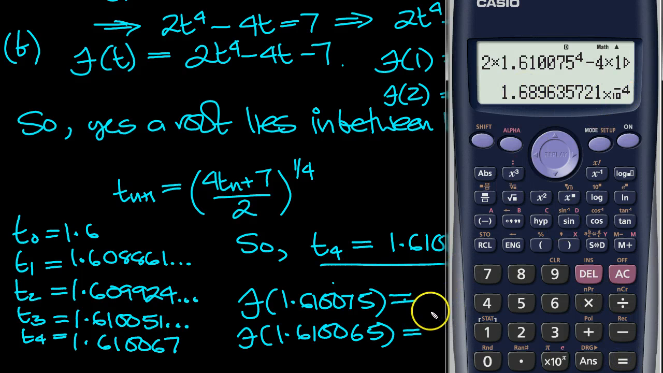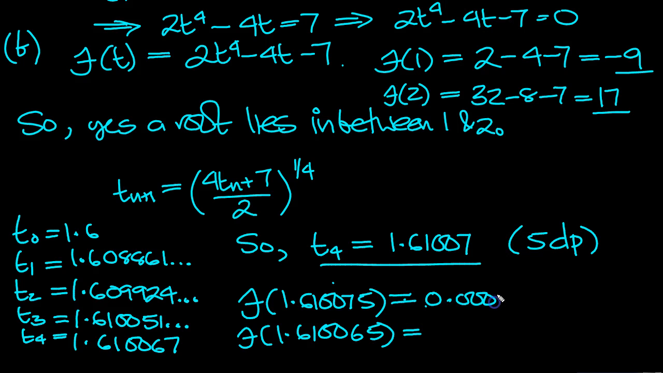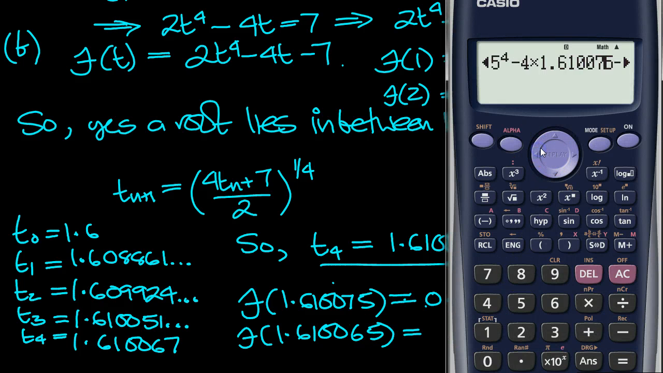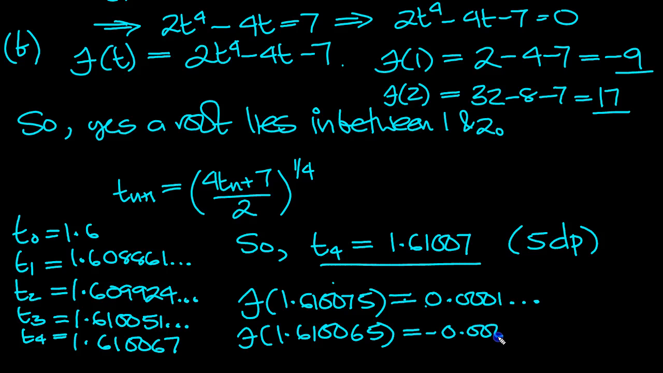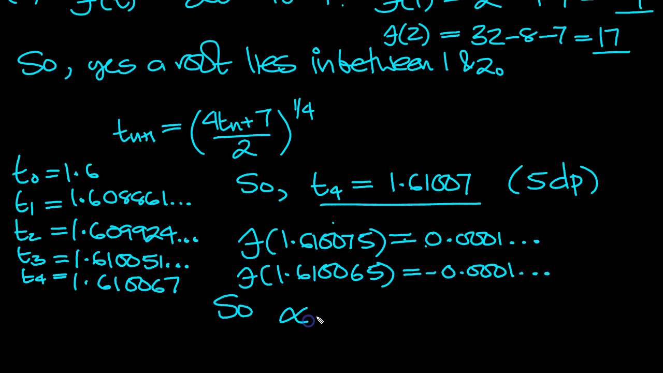Positive, small positive, 0.0001, isn't it? Whereas if we put 65 in the calculator, then let's just toggle back and put a 65 in instead of a 75 for the number in these two places, we should get an opposite sign. And we get minus 0.0001. So alpha is equal to 1.61007 to 5 decimal places.